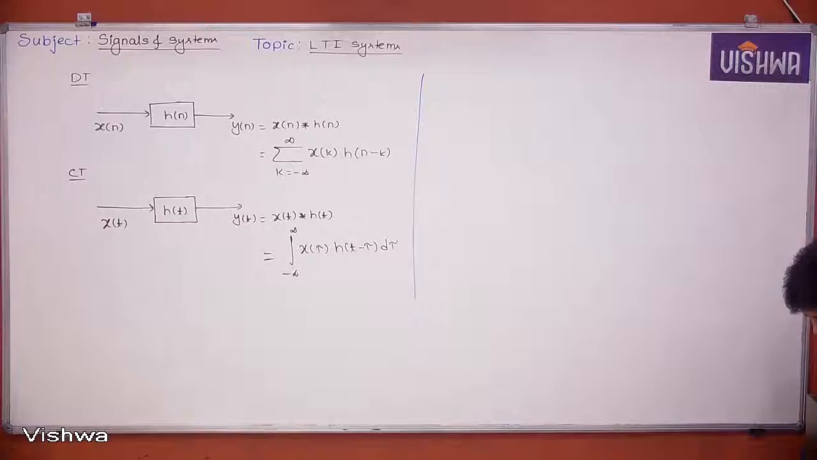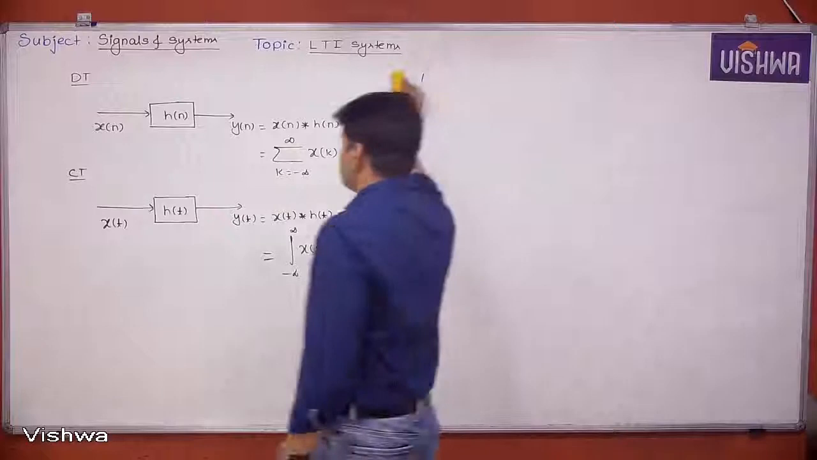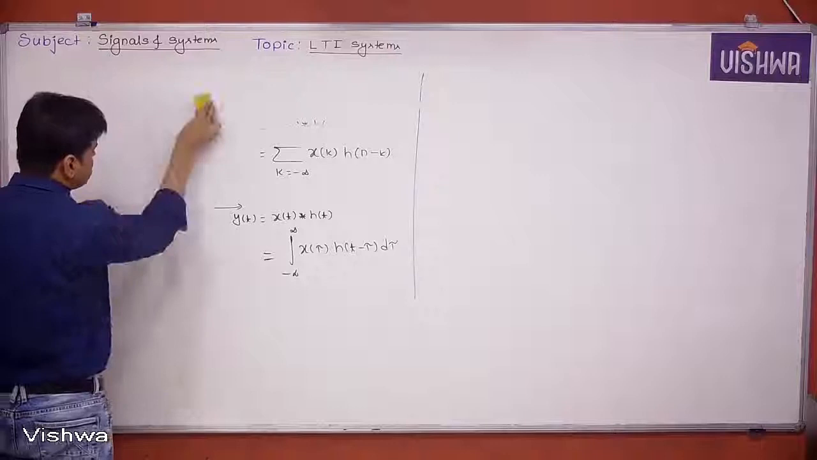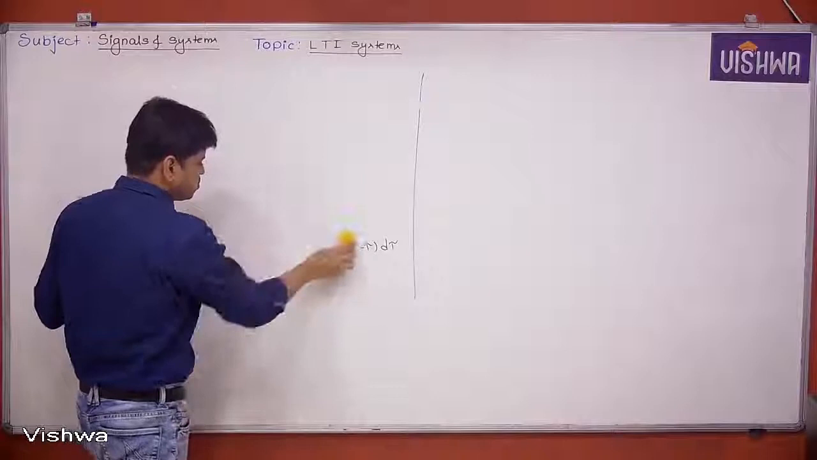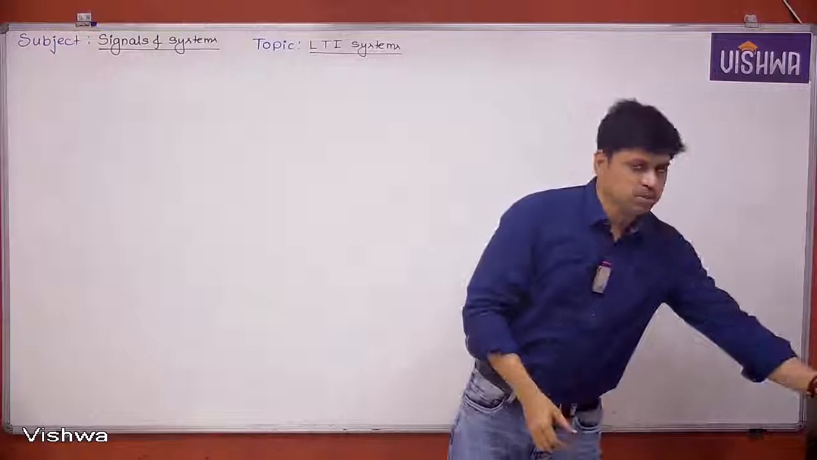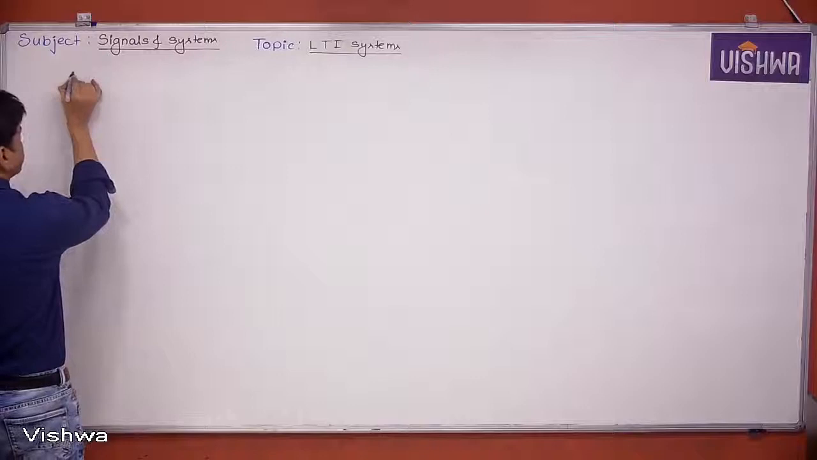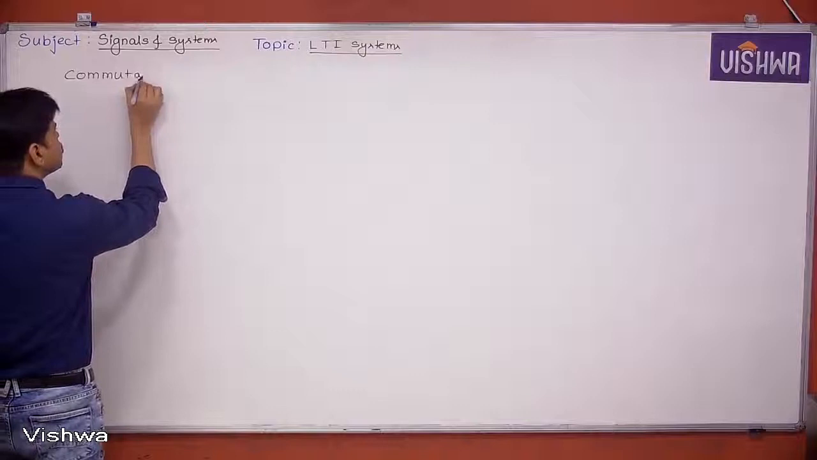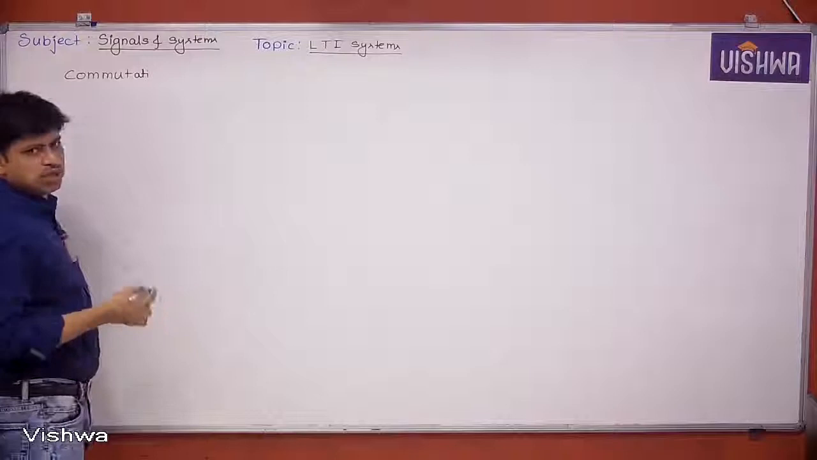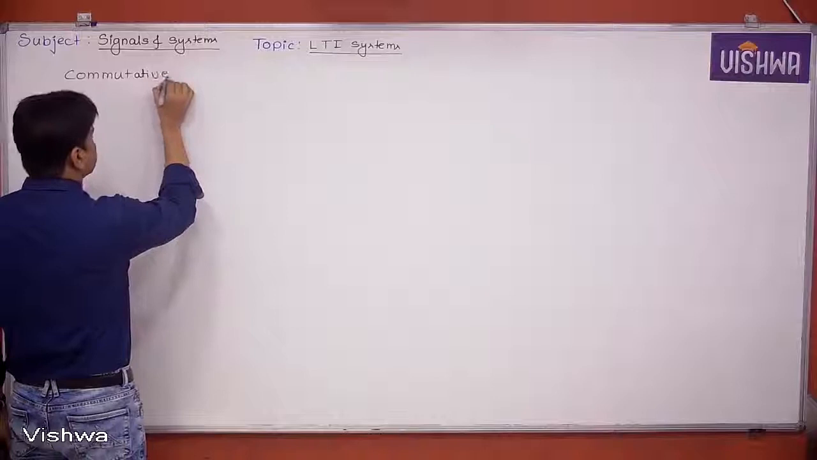Now let's see the properties of convolution. Give a heading: properties of convolution. In that, the first property is the commutative property. We are not seeing any proofs here, because that is going to take a lot of time, but still we have to remember the result. So directly I am giving you the properties.